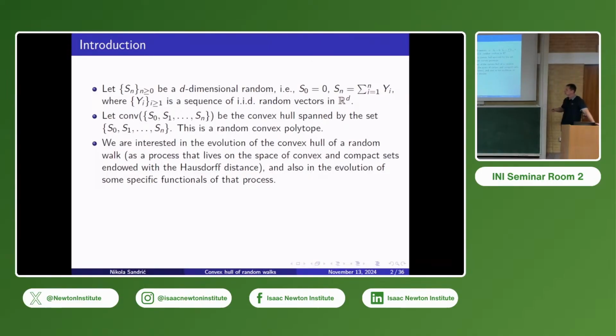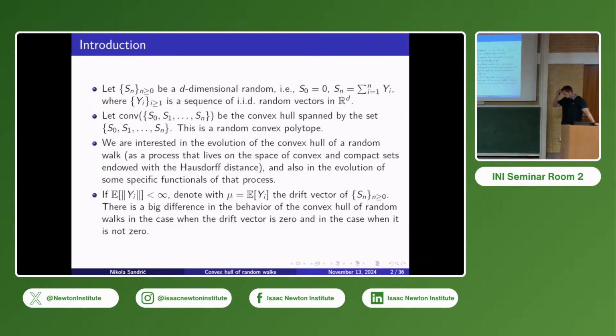And not only the set, but we'll also be interested in certain functionals of this set. In the two-dimensional case, the most natural functionals are perimeter, diameter, area, etc. And we'll try to find and define analogous functionals in higher dimensions.